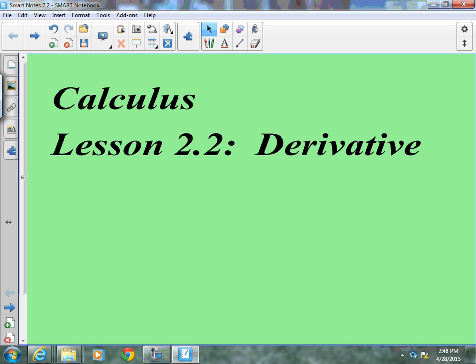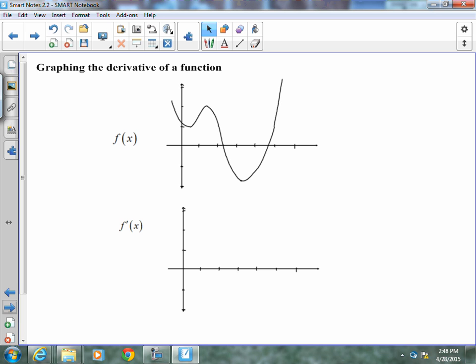Right, today we're going to discuss derivatives a little bit more, including drawing derivatives, which is kind of a weird concept, but we're going to practice it some more tomorrow in class, and hopefully we will get the hang of it before too long. So, when I go to graph a derivative, there are certain things that I want to look at.